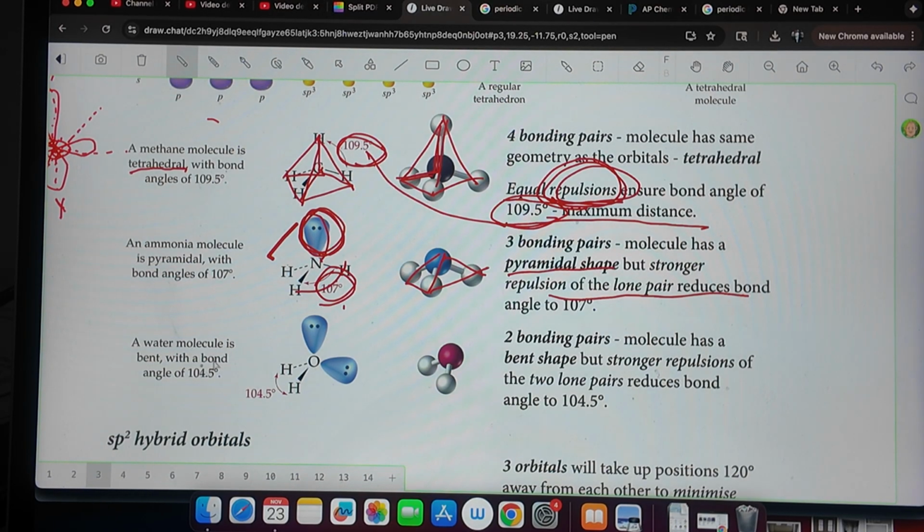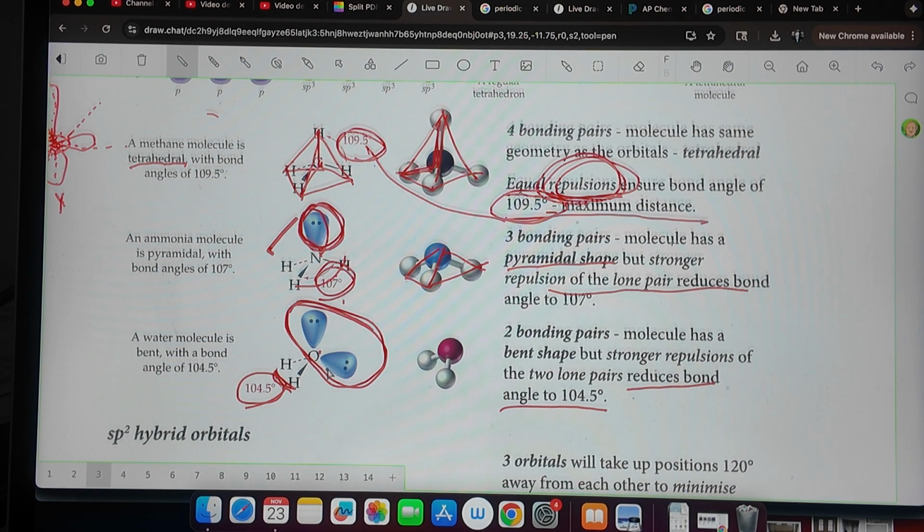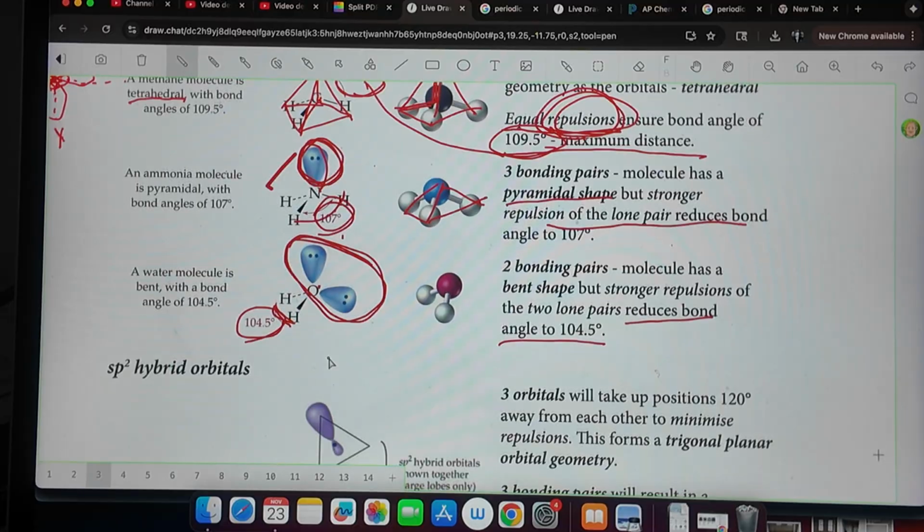Okay, and then a water molecule is bent. So now this oxygen is a lot more electronegative. Look at its field, it's huge. So this creates a bond angle of like 104.5 between these two. So those are sp3 orbitals.